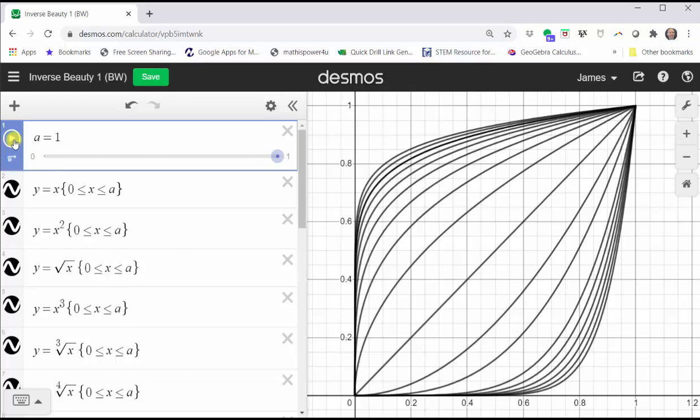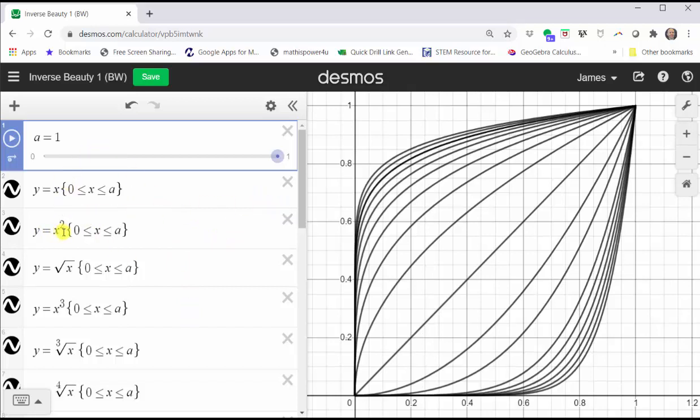Notice how the functions create a beautiful symmetrical graph. If we focus in on the line y equals x, which is a line here in the middle, notice how if we were to fold the graph across this line, the two halves would match up perfectly. And this is because we have a series of inverse functions over this interval.